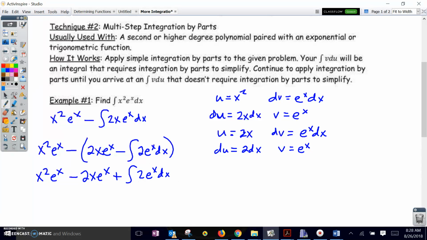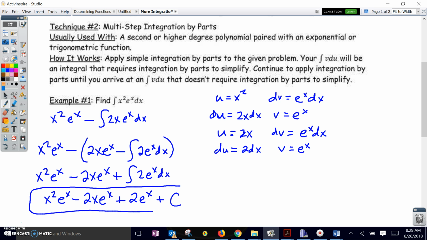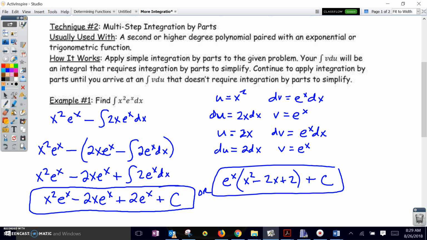And now I have an integral that I can find without using parts, just by using direct anti-differentiation. And so I'm going to do that. The integral of 2e to the x is 2e to the x. Get your constant. And there's my final answer there. If you want to, you could factor out an e to the x here and write that as e to the x times quantity x squared minus 2x plus 2. Either one of these I find acceptable.